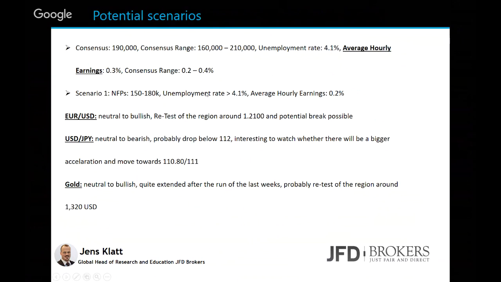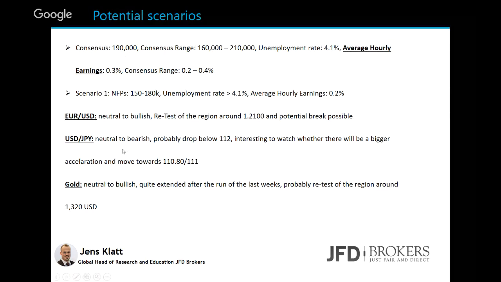In fact, the other numbers came in as expected. The unemployment rate came in at 4.1%. Average hourly earnings came in at 0.3 as expected. The only number which disappointed, which caught the market by surprise, was the NFP number itself, which came in below expectation. Let me think about this. 148, I think. Yeah, 150. I don't know. But definitely it came in below expectation, which was 190,000.